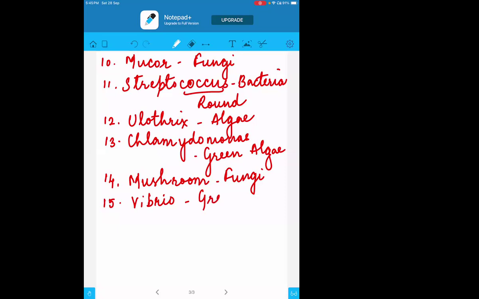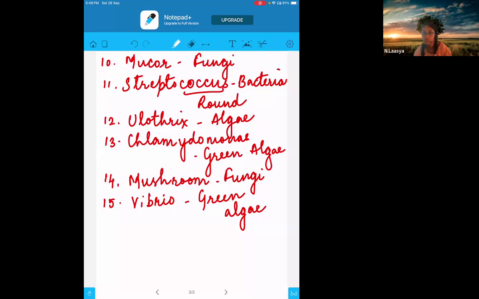Ma'am, but in the book they gave column 1 with all the types of algae and column 2 with some examples, and asked us to match. Yes. So this blue-green algae is not the algae. It is the bacteria. Though the name has algae, they are bacteria. So it is not the correct match. Okay, ma'am.